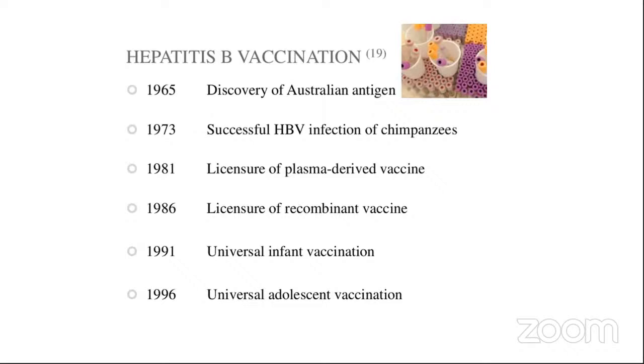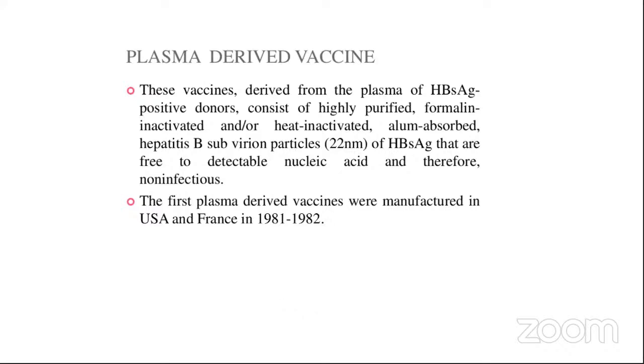We can give the vaccine to the people, but I will not explain it in detail. I will tell you about the plasma derived vaccine. If a person was positive and is now cured, we can take the plasma of that person, the positive donor, and their plasma will contain these viruses. We can inactivate these viruses using formalin or heat treatment, and then the virus will be inactive.